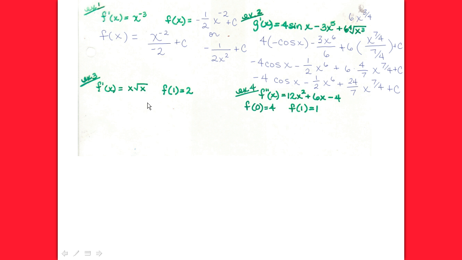What could I do? x to the 3/2. Yeah, x to the 3/2. I could make it x times x to the 1/2 because the square root of x is x to the 1/2. And when your bases are the same and you're multiplying, you add your exponents. So 1 plus 1/2 is 3/2.